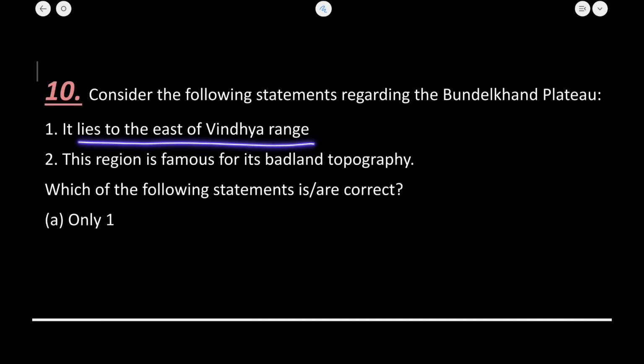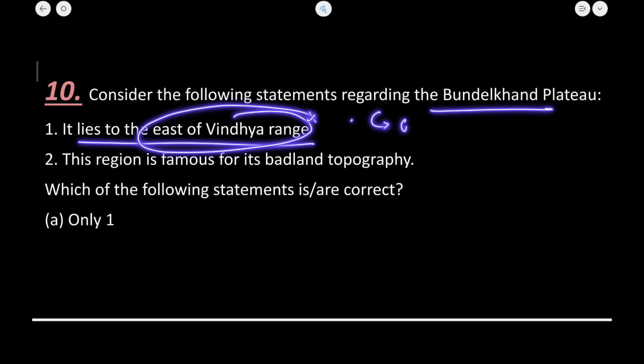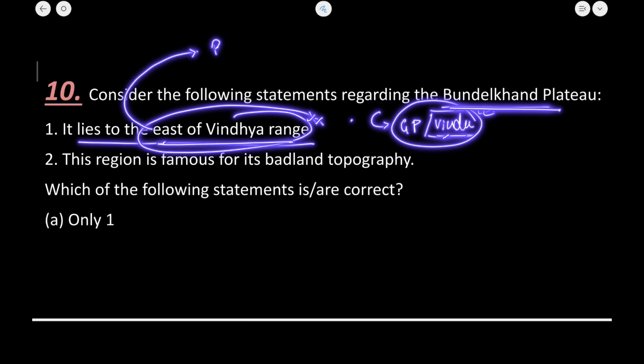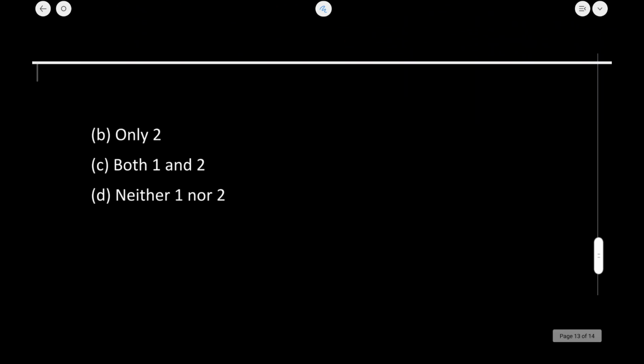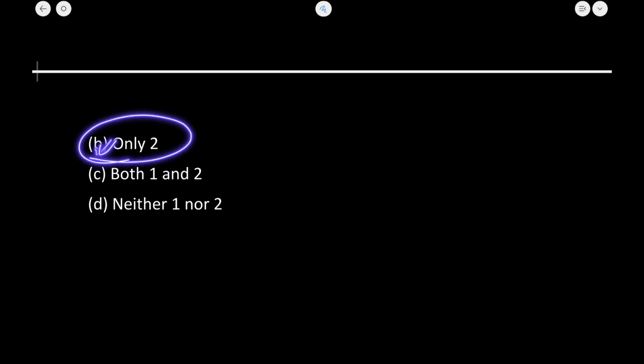Okay, now this first statement is absolutely wrong because the Bundelkhand plateau lies between the Gwalior plateau and Vindhyas. This Bundelkhand plateau is not to the east of the Vindhya range, but there is a plateau whose name is Baghelkhand plateau. This Baghelkhand plateau lies to the east of the Vindhya range, not the Bundelkhand plateau. Okay, so the first statement is wrong. Only the second statement is true. That is why only 2 is correct.